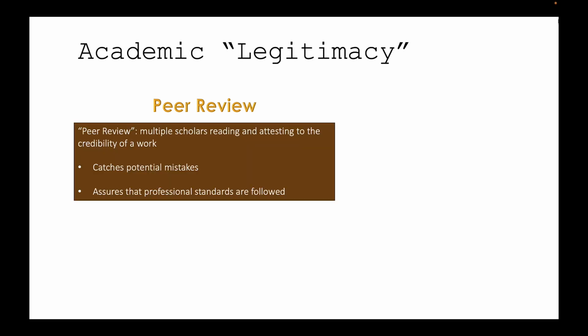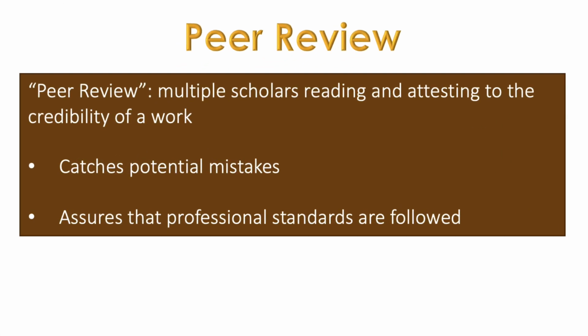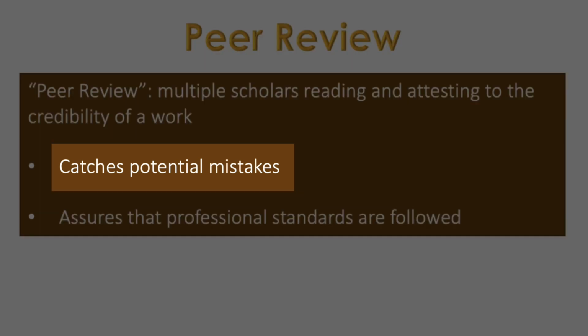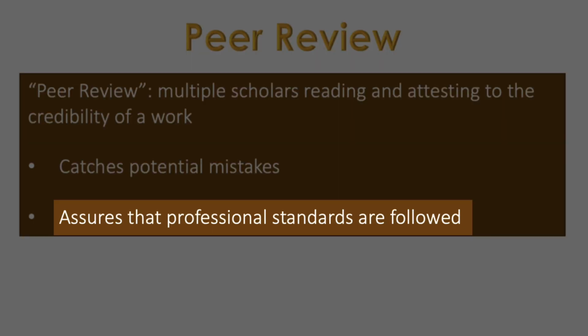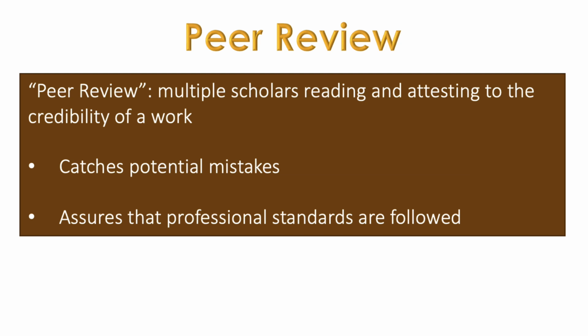Peer review is basically just a system whereby multiple scholars read and attest manuscripts of works before that work is published, either as a book, article, or essay. The whole purpose of peer review is for specialists in the particular field that the work is about to catch potential mistakes before it gets published and assure that the piece abides by professional standards. For example, pieces of academic history, more often than not, have footnotes and citations so that people can go and check back on the sources that are used and follow the research trail of the particular piece.